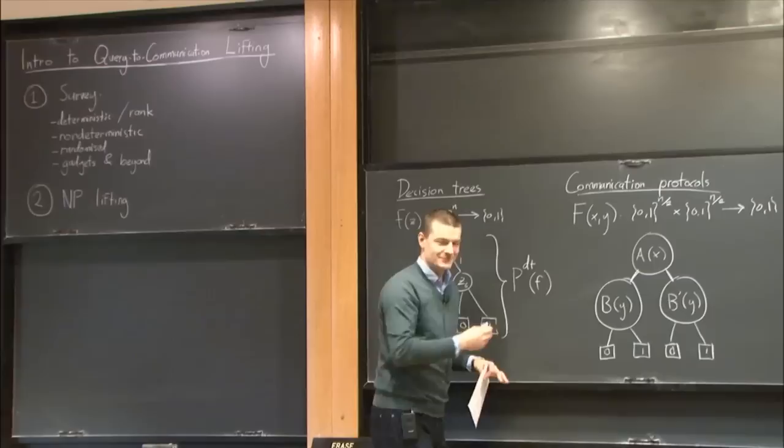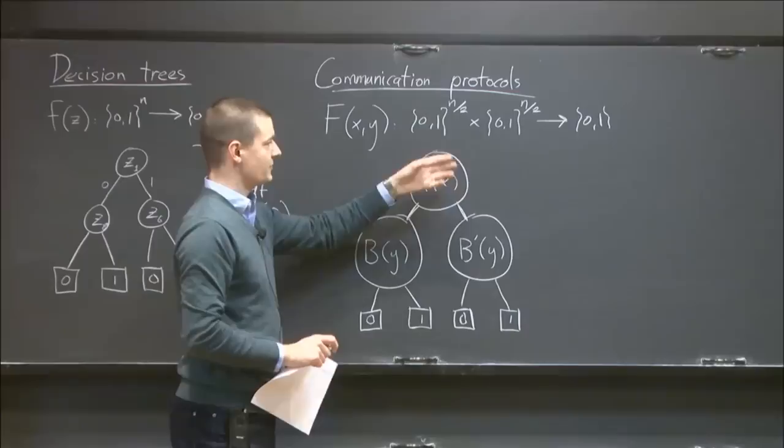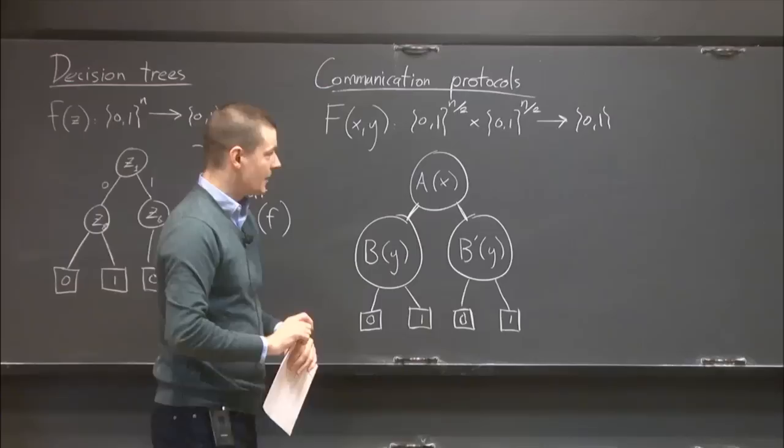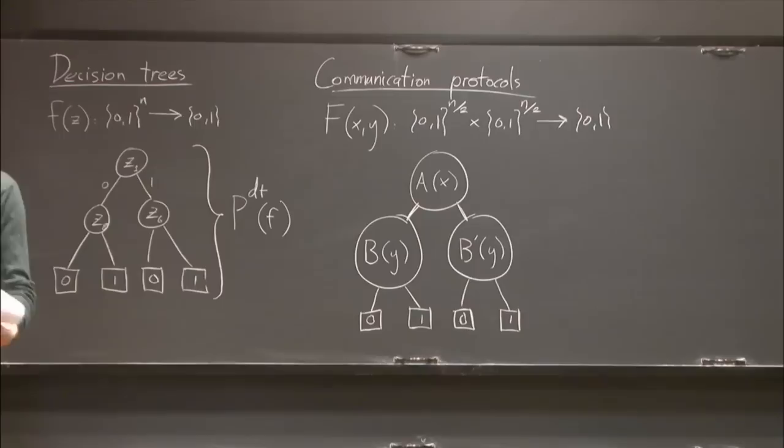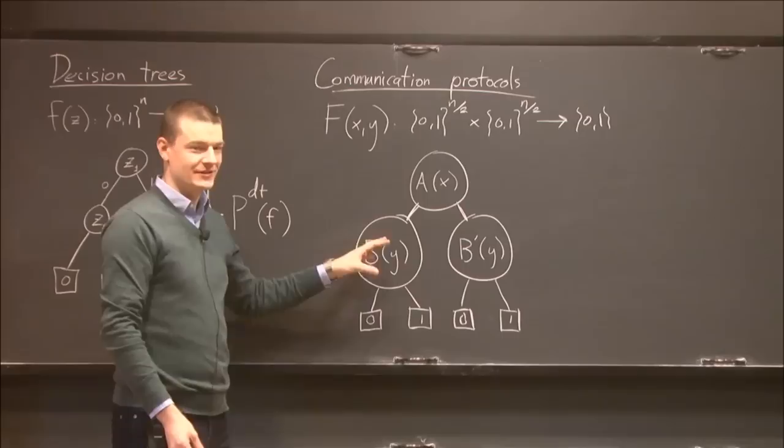So these are a more powerful model of computation. Again, we're computing a Boolean function, but now the input is split into two parts. There's an Alice part x, maybe the first n over 2 input bits, and a Bob part, maybe the right-hand side of the input. And now, of course, the most natural way to define a communication protocol is that you have Alice and Bob and they send messages to each other until they know what the function evaluates to.